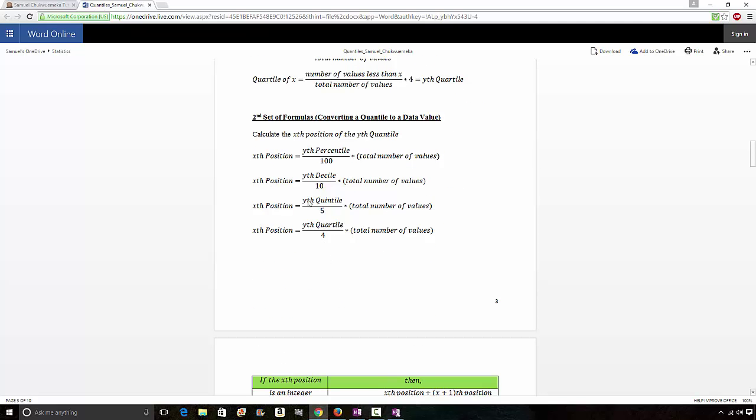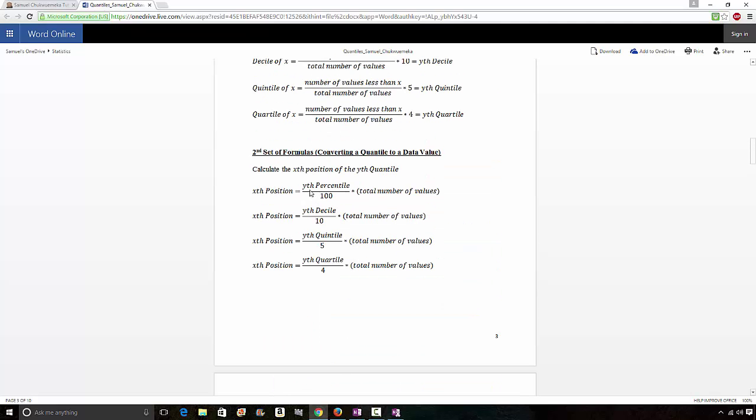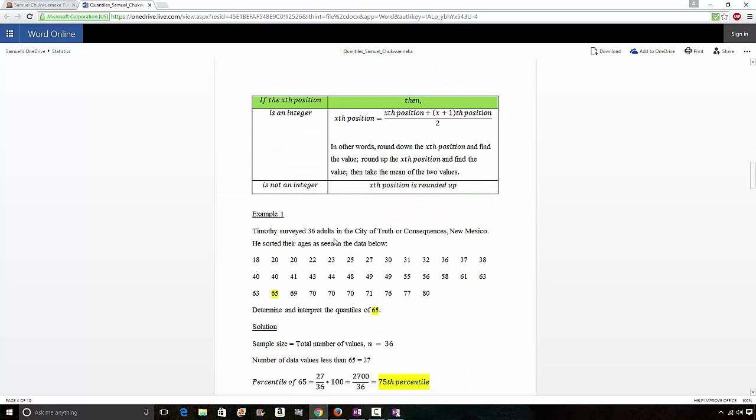There is a rule for this second set of formulas. This is the formula to find the position. Some textbooks call it the locator, and some use L. I don't want to use that, so I call it position, but it's the same thing.